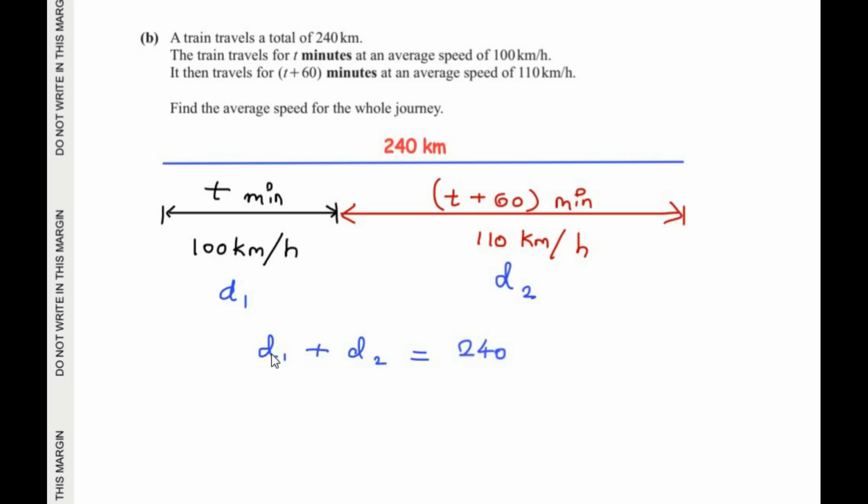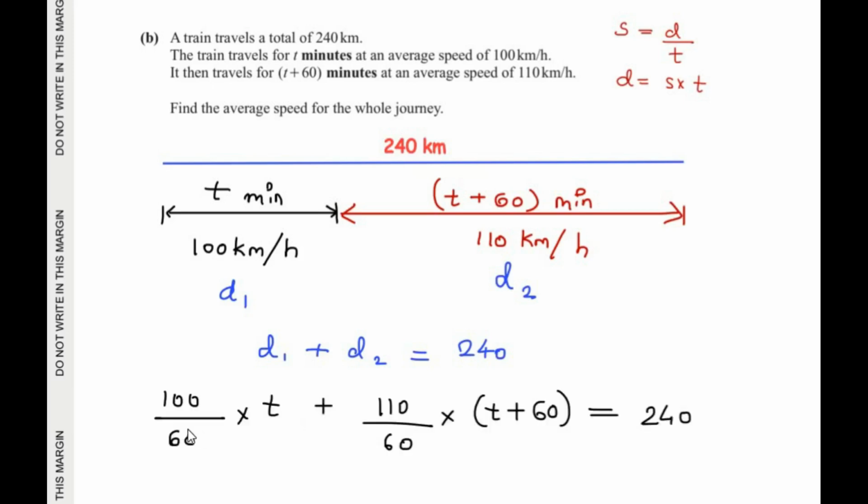Now we have a relationship between the distance, speed and time, as speed is equal to distance over time. Since we have generated an equation in terms of distance, we are going to rearrange this formula as distance is equal to speed times time. Now we have the time, we have the speed for each part of the journey. So here for d1 and d2 we are going to write 100 over 60 times t, that is for the first part of the journey, plus 110 over 60 times the time, which is t plus 60.